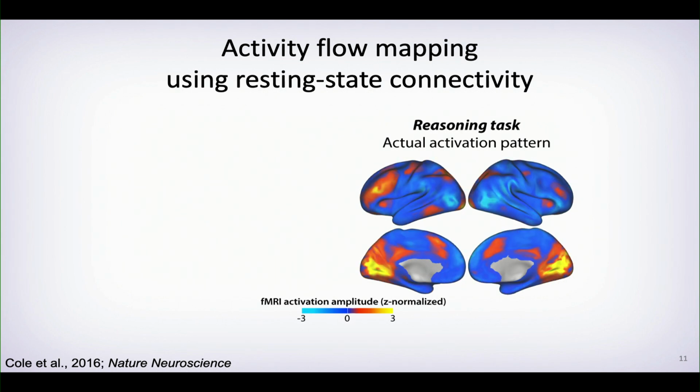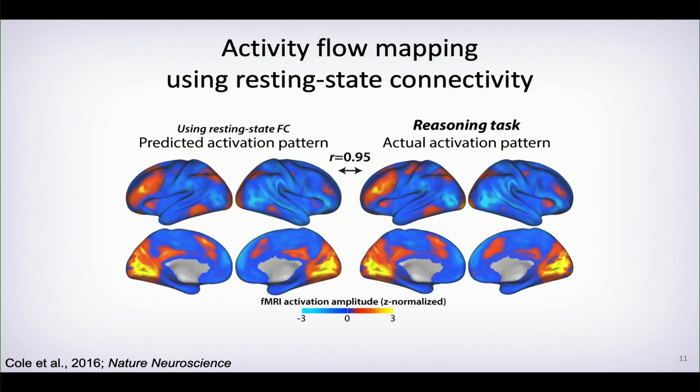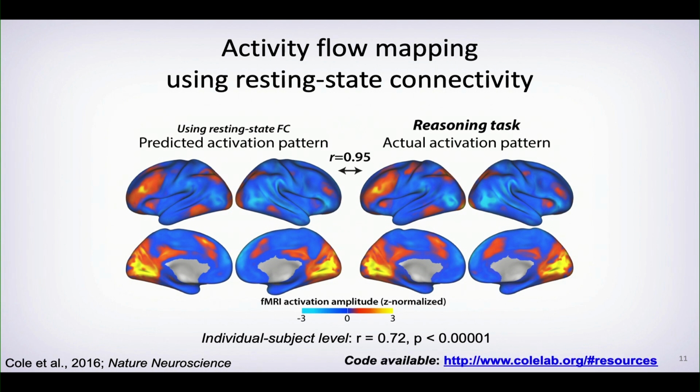So here's a reasoning task, a very different cognitive task, and also a very different activation pattern. And again, we get a very high prediction accuracy there. And again, also at the individual subject level. And the code for this is available on the lab website if anyone wants to try it out.